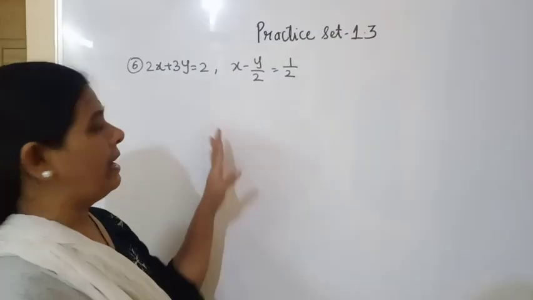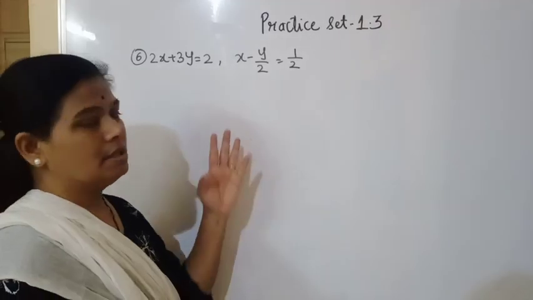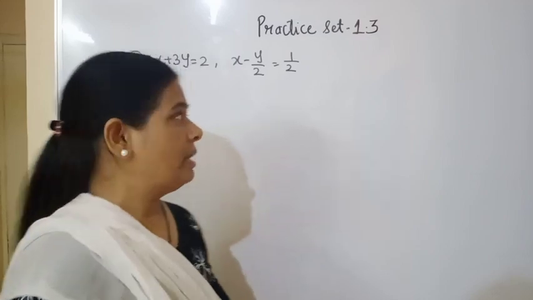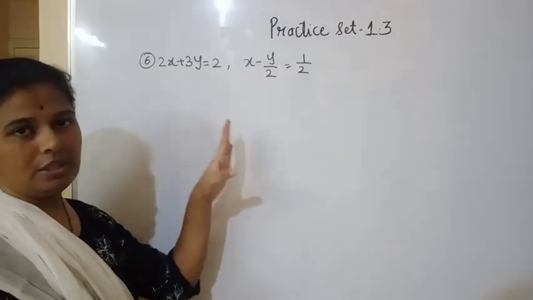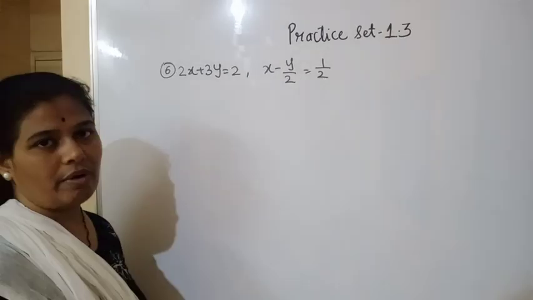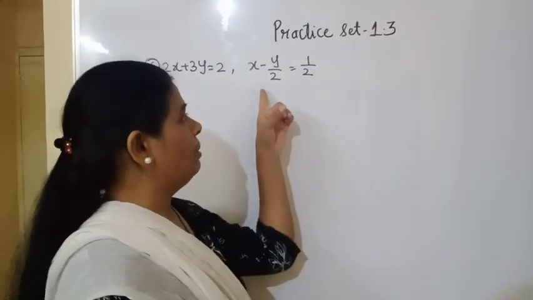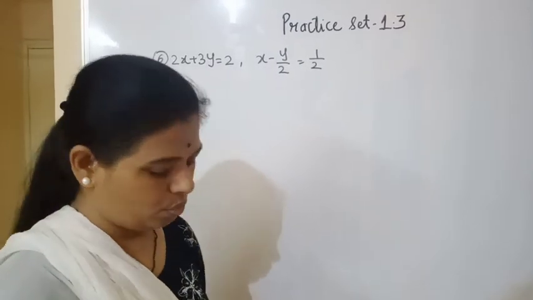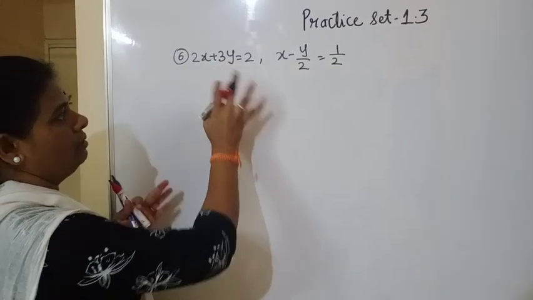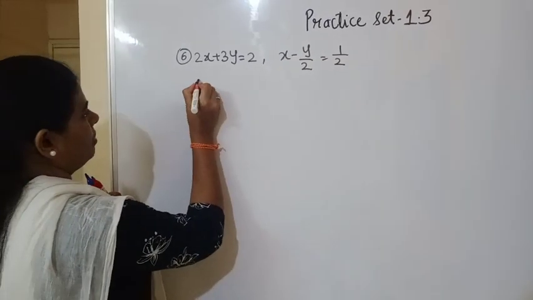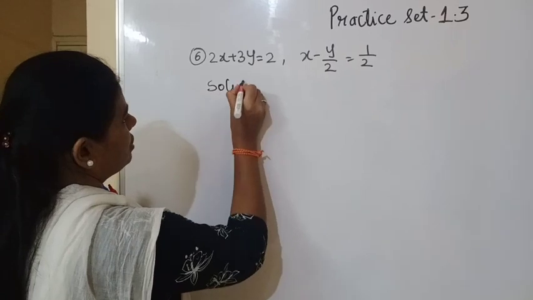Okay, now we'll solve example number 6. This is the last example of practice set 1.3. Now you can see the two equations which I have written. Equation number 1 is 2x plus 3y equal to 2, and equation number 2 is x minus y upon 2 equal to 1 upon 2. Equation number 1, no problem, it is properly arranged, but equation number 2 we have to arrange.